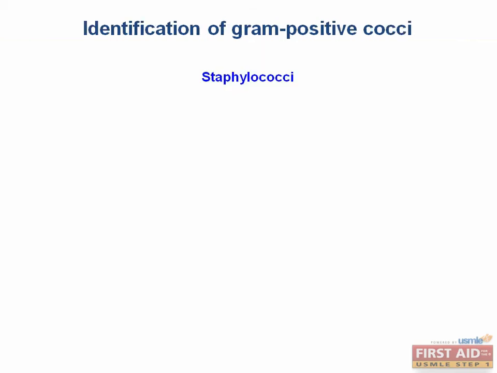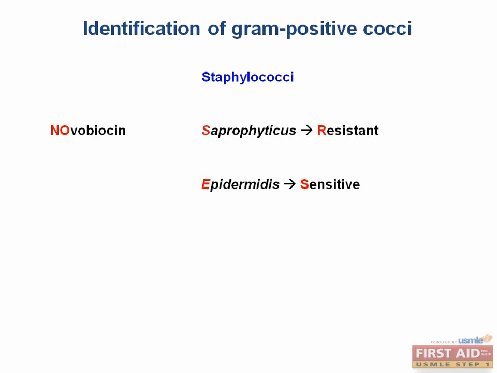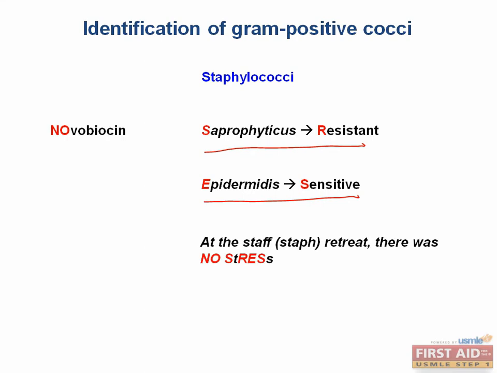There are a few antibiotics that can help us in identifying gram-positive cocci. For differentiating staph, novobiocin is helpful because saprophyticus is resistant and epidermidis is sensitive. Saprophyticus resistant, epidermidis sensitive. Remember this association with the following mnemonic. At the staff retreat, there was no stress.